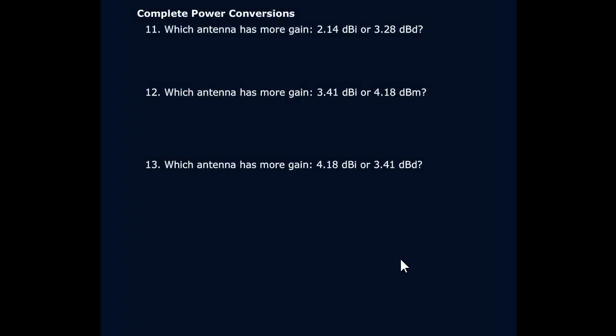One last one. Which antenna has more gain, 2.14 dBi or 3.28 dBd? Remember, it doesn't matter now which way you go. You've just got to pick one. So pause the camera, and then we'll do it together.